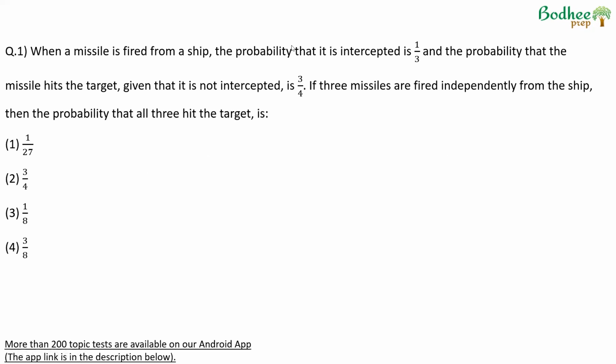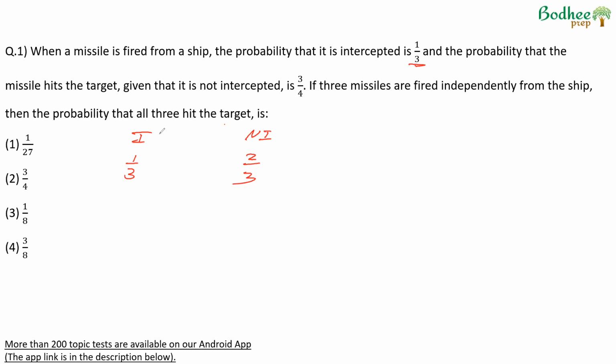Now, if you look at the questions, when a missile is fired from a ship, the probability that it is intercepted is 1 by 3. So if it is intercepted, probability 1 by 3. So not intercepted, probability will be 2 by 3. Intercepted means it is stopped from going to the target. Not intercepted means it is going towards the target. And the probability that the missile hits the target given that it is not intercepted.